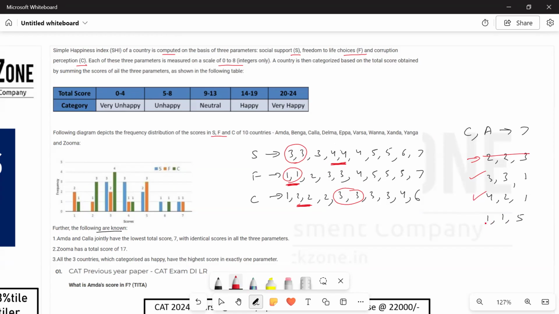Is 115 possible? S cannot take 1, C cannot take 1. So there cannot be two factors. Only F can take 1. So two factors having 1 is not possible. So 115 is also not possible.